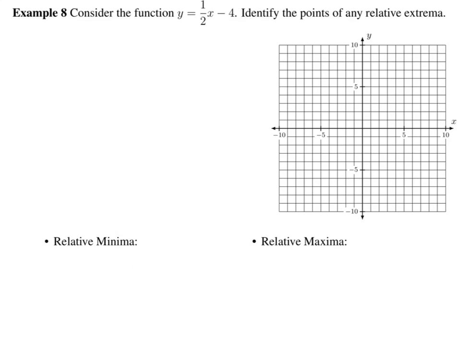Okay, one last one for today. Consider the function y equals 1/2 x minus 4. It's a line. Slope's 1/2. Y-intercept's negative 4. Arrows, because it goes forever. Relative minima. How about no? And relative maxima. That also is not happening. Okay. Intervals of increase, intervals of decrease.